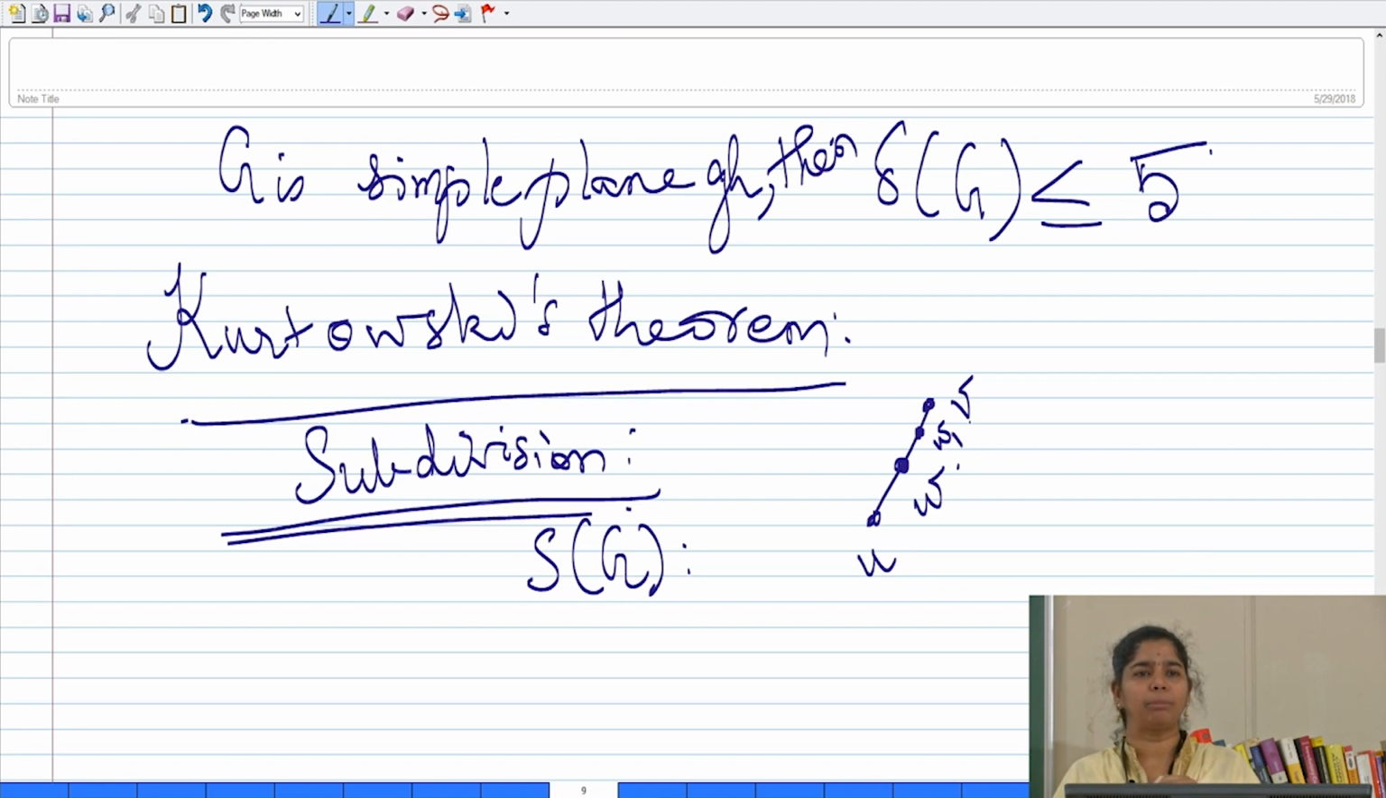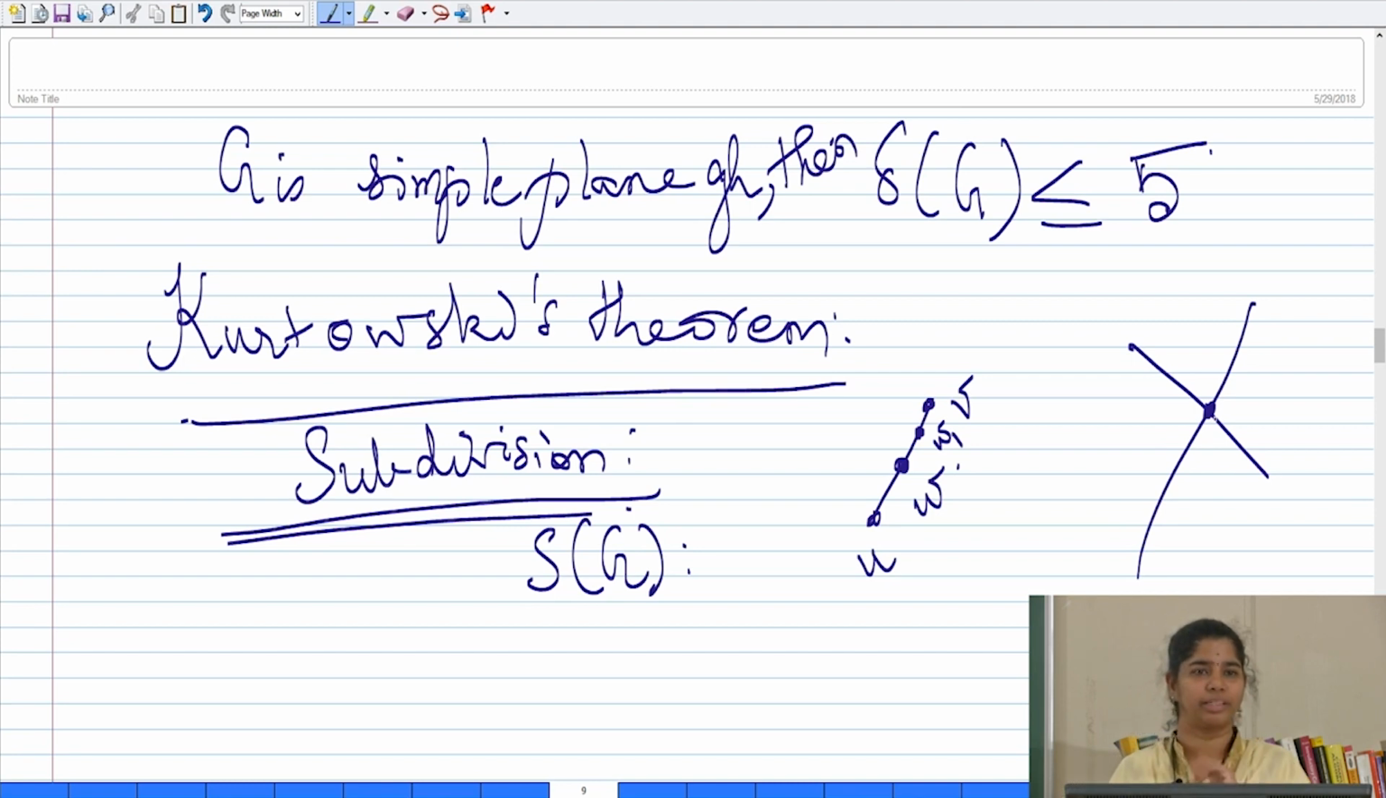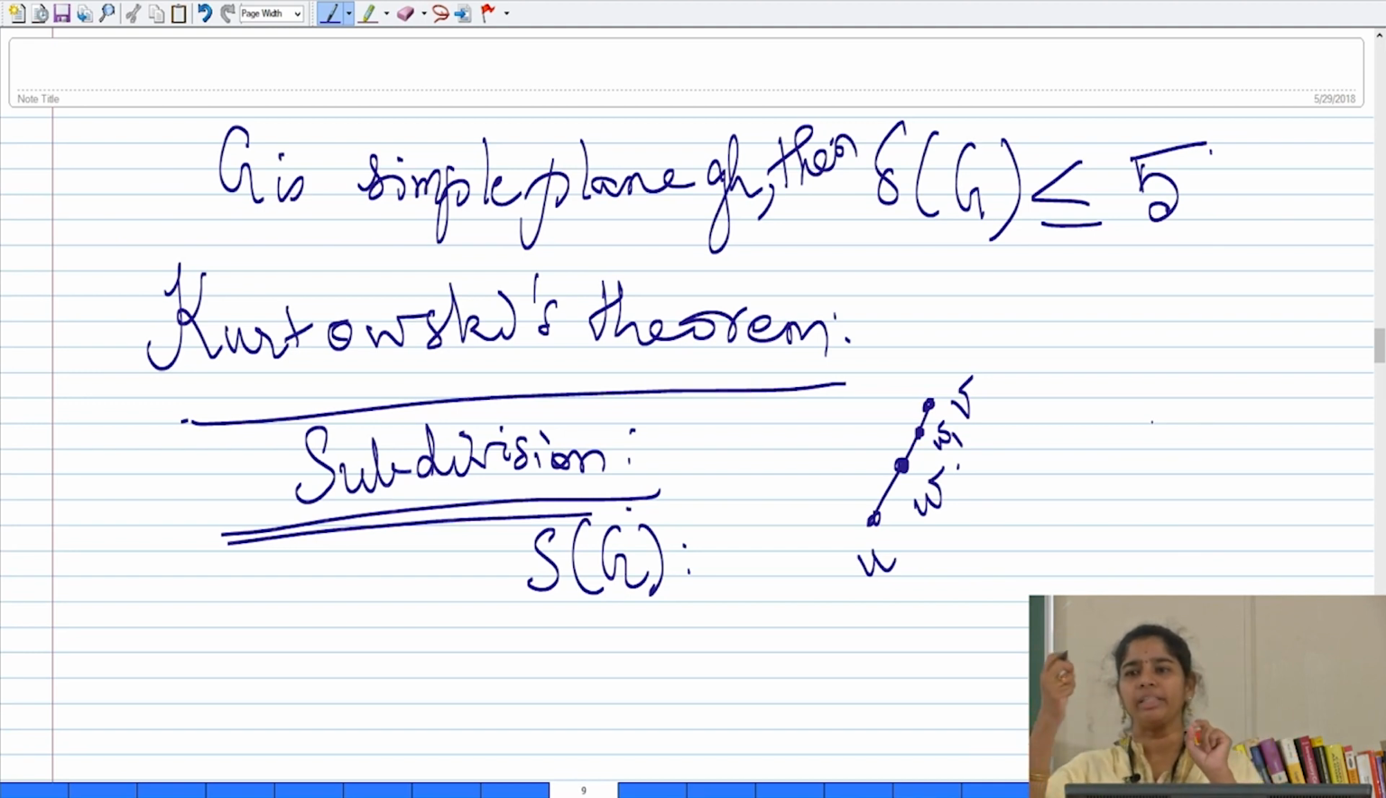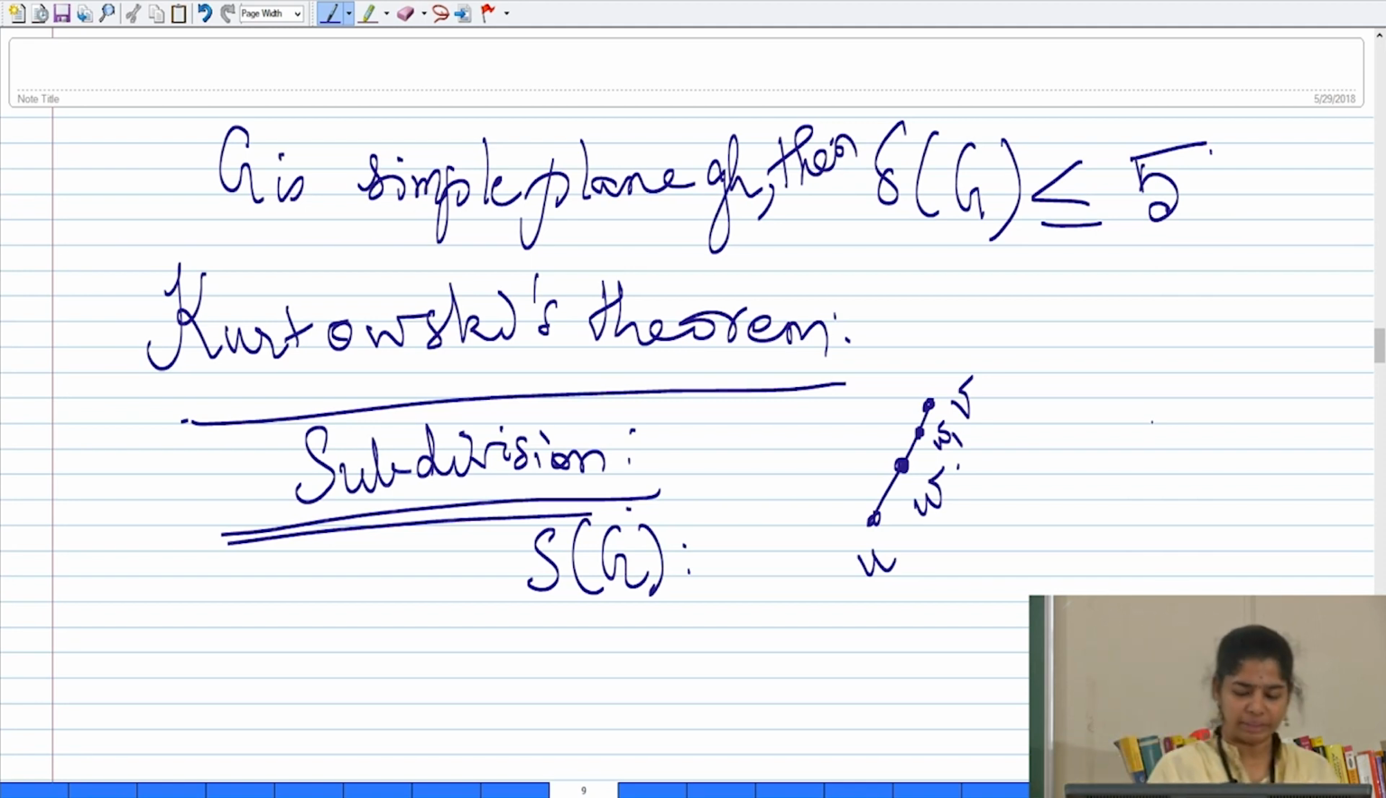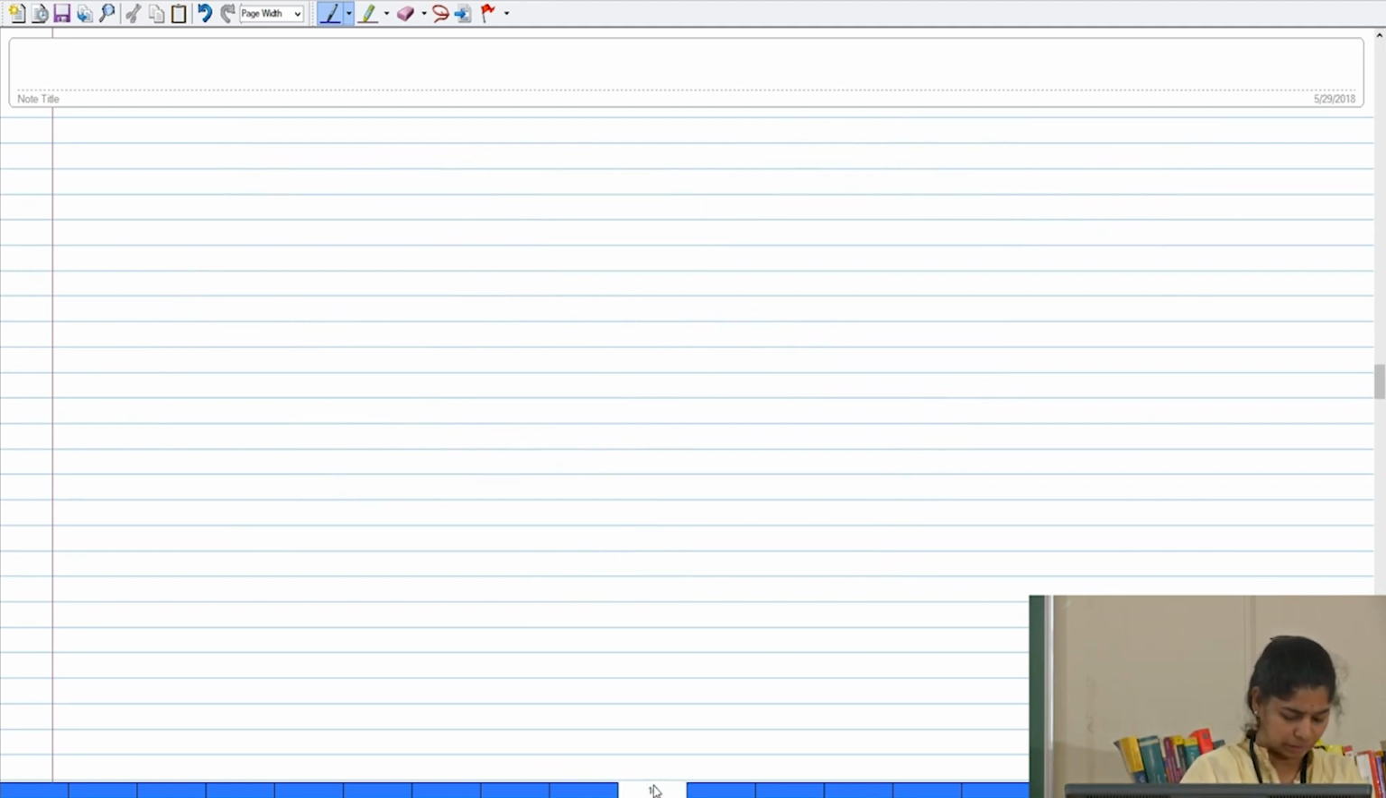Obviously, I am not going to subdivide if two edges are going to cross. I do not subdivide it and add an edge over here, a vertex over there. That I am not doing. I am only doing where I can just subdivide an edge, that is, changing my edge into a path, converting an edge to a path of certain length.